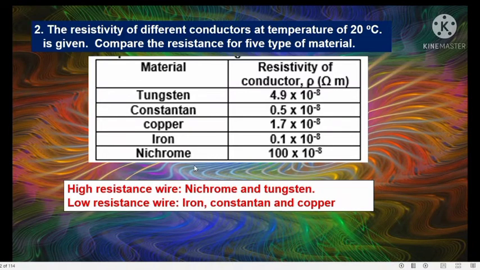So later we just make a conclusion. If you compare the resistivity of the materials among these 5, nichrome has the highest resistivity compared to tungsten and the rest. And iron has the lowest resistivity compared to constantan and copper.